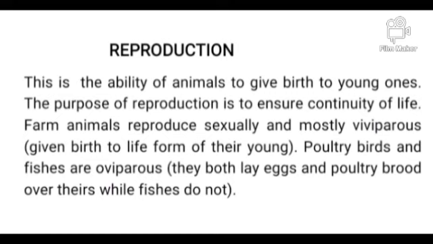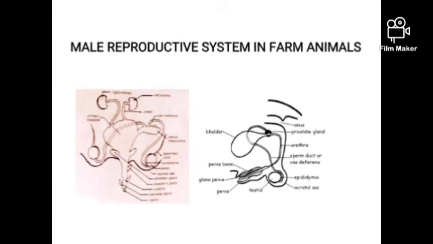While in poultry birds and fishes, they exhibit what we call oviparous. Oviparous is when young ones are produced by laying eggs and the eggs are hatched. This process is called incubation.